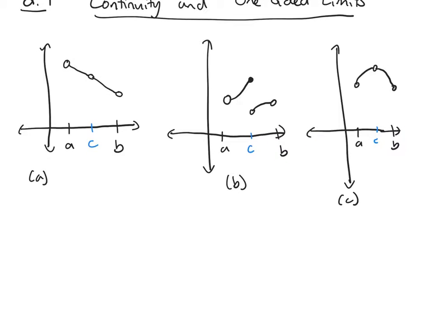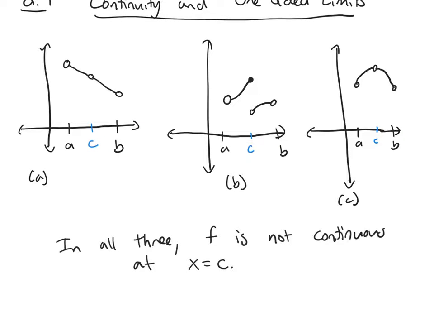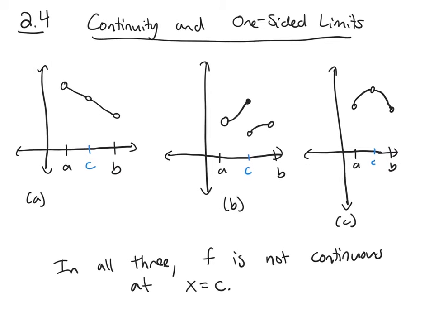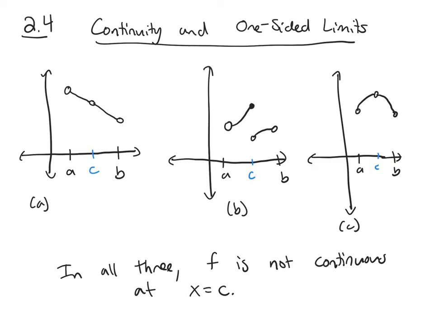So all of these functions, I'll say they're not continuous at x equals c. So in all three, f is not continuous at x equals c. And in terms of a graph, the way you can think about continuous is, when you're drawing out the graph, do you have to lift up your pencil from the paper?